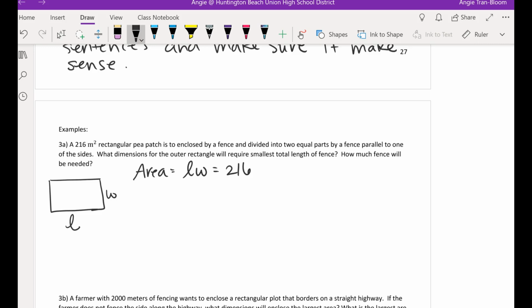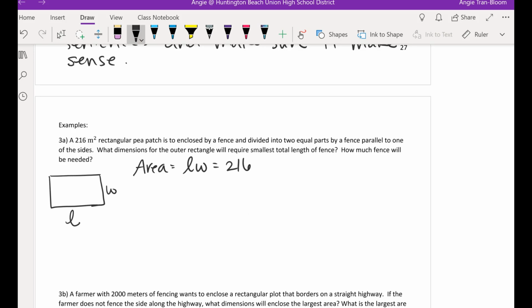Okay, so the area of any rectangle is length times width. Currently, I know it is 216. You are asked to find the smallest total length of fence, so minimize the material. And how much would you need? So currently, I'm going to solve for one of my variables. Let's solve for L. And by the way, it doesn't really matter if you solve for L or W. Pick one.